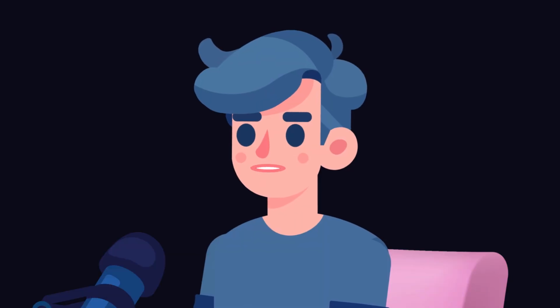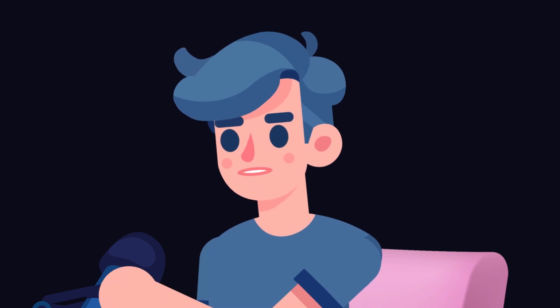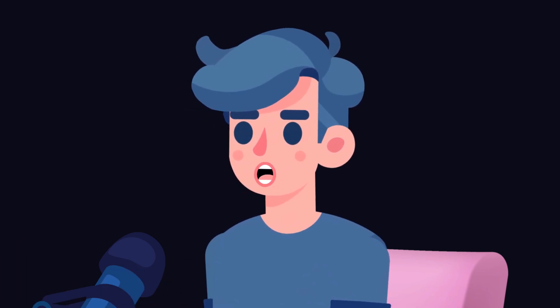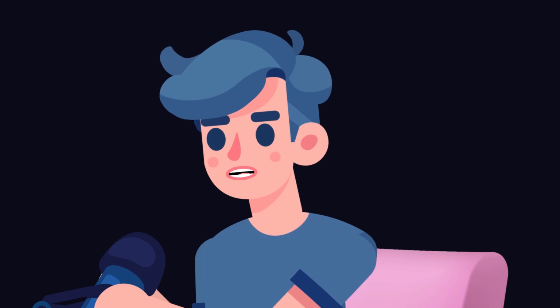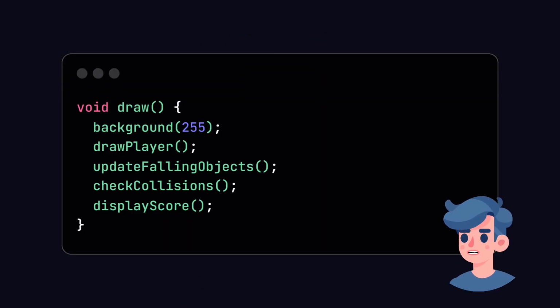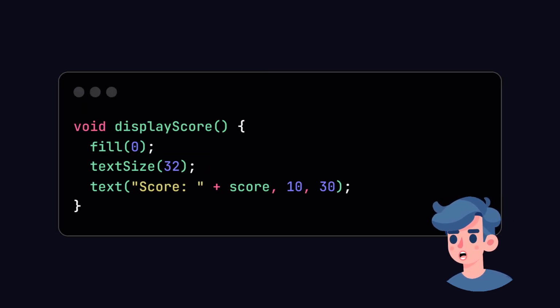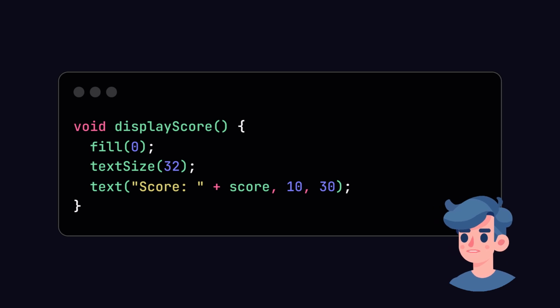In this checkCollisions method, we loop through all falling objects. If their position intersects with the player, we increase the score and remove that object. Now, let's call checkCollisions in our draw function to ensure collisions are detected as the game updates. Next, we need to create a function to display the current score. This will be visible on the top left corner of our game window.